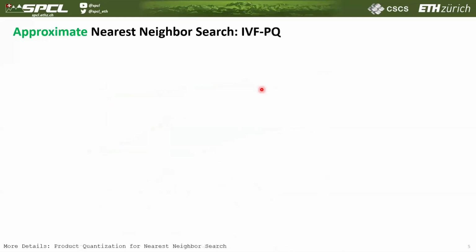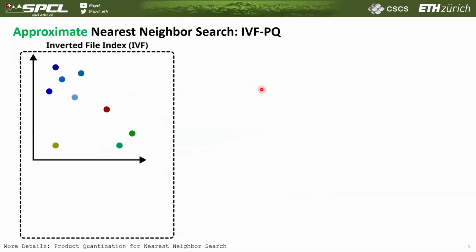Let's also have a look at a second data structure that is based on a completely different principle, but that also performs similarly well for approximate nearest neighbor search. The second data structure is called IVF-PQ, and this consists of two parts. The IVF part is an inverted file index.